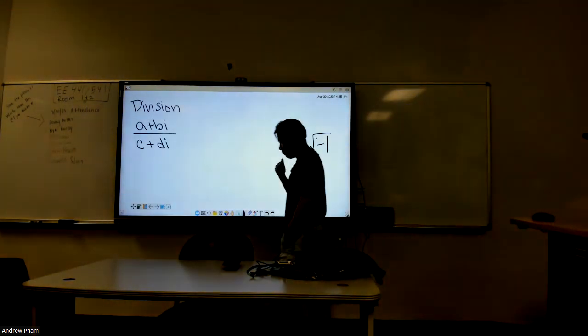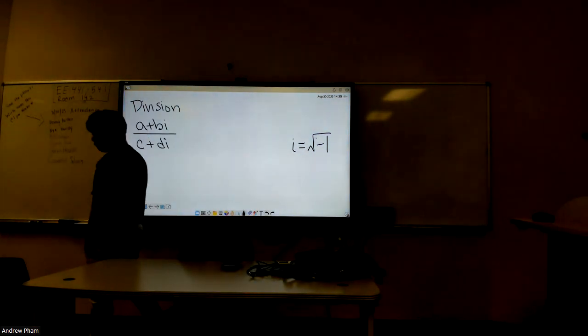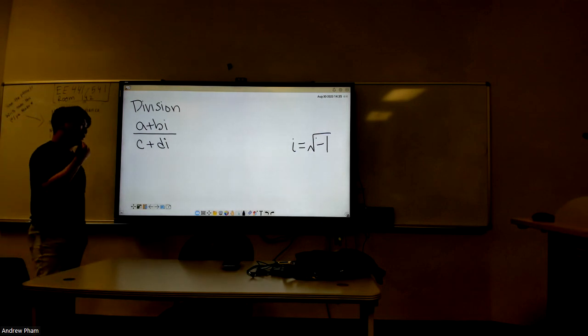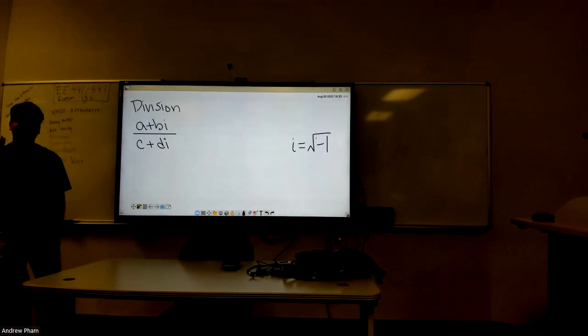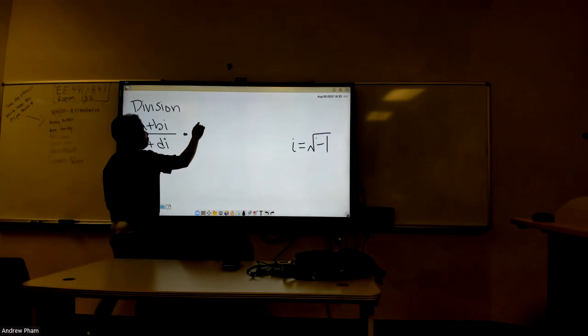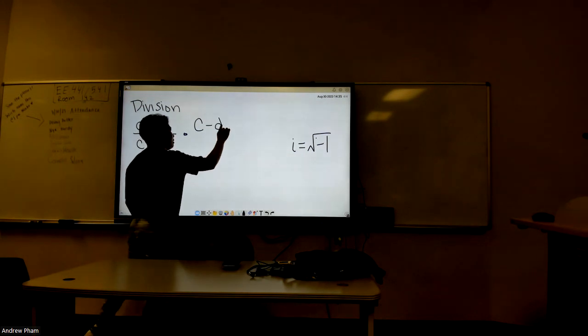So again, somehow we need to get rid of the i. And unfortunately, it's not going to be as simple as multiplying by i over i, just like we do for a square root. I'm going to walk you through this. At first, it's going to look like I'm pulling random phrases out of nowhere. What I'm going to do is multiply by c minus di.